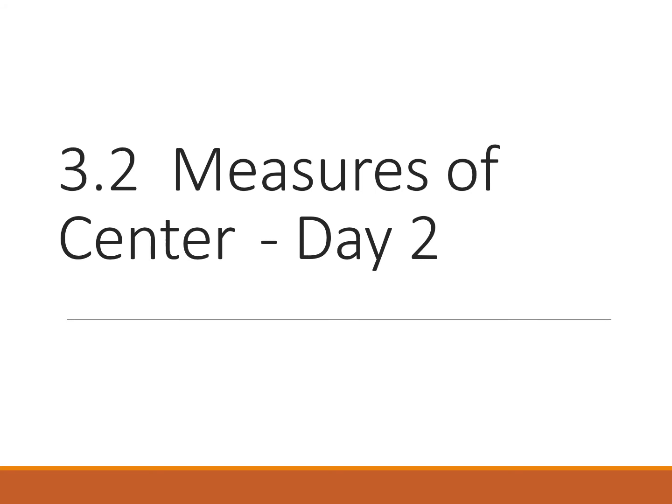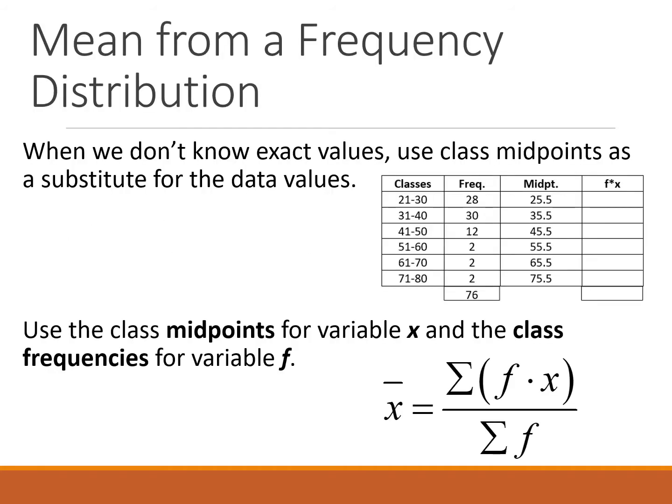This is a continuation of the previous video on section 3.2, and it's going to further explore measures of center. In certain problems, we won't be given the actual data set, and instead we'll just be given the frequency distribution. So in other words, here we have a frequency distribution. We know that there's 28 values in between 21 and 30, but we don't know what those values actually are.